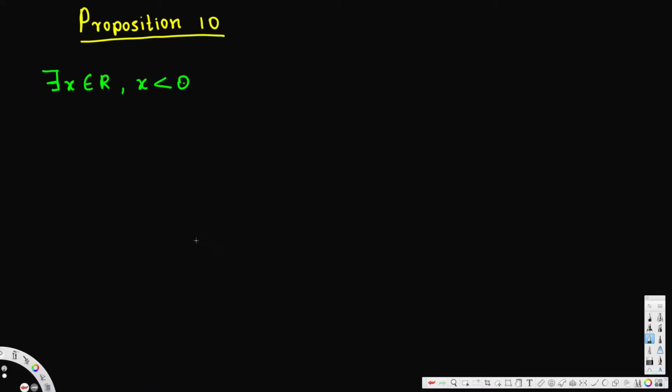In this video we are going to see how to prove proposition number 10. Proposition number 10 says there exists an x that belongs to the real numbers such that x is less than 0. Here we just have to show one number x, any number, just one number x that is less than 0. If we can prove that, then we prove this proposition.